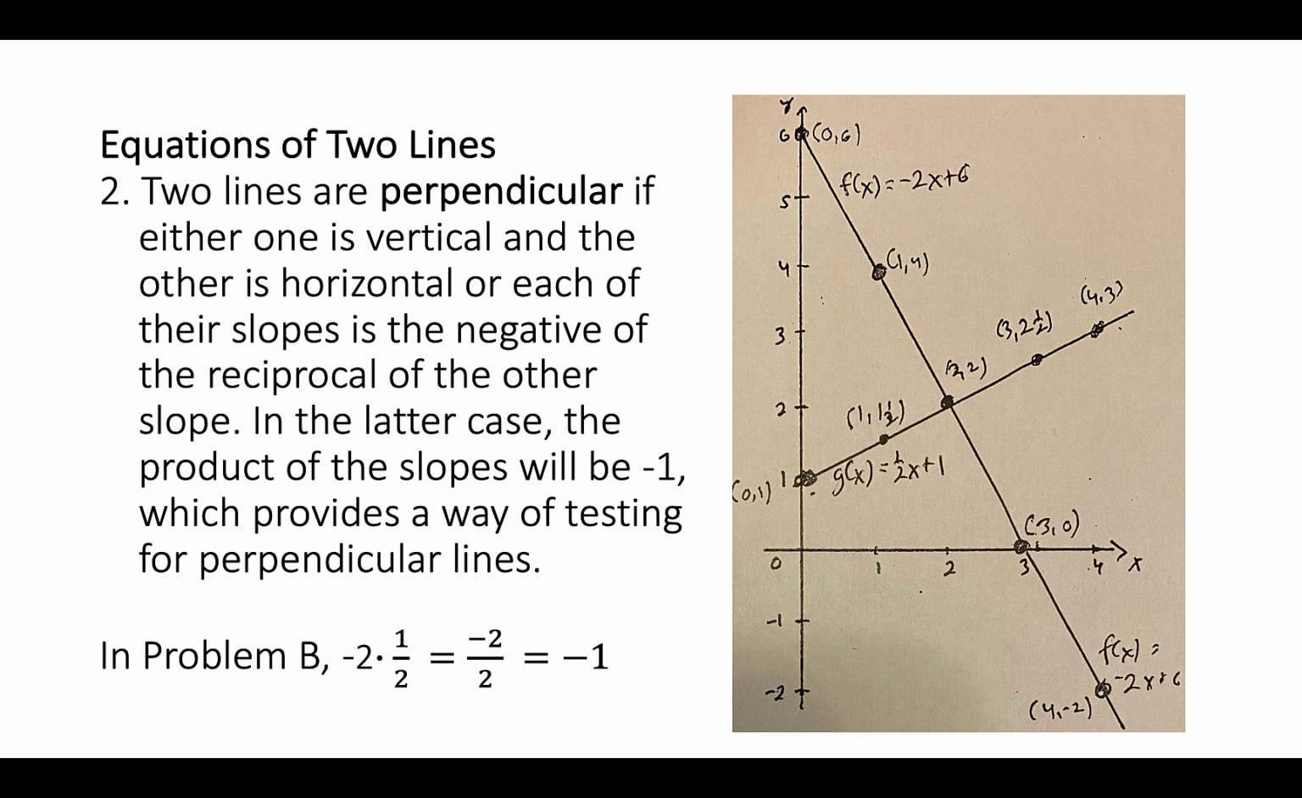In problem B, the slope of f of x equals negative 2x plus 6 is negative 2. The slope of g of x equals 1/2 x plus 1 is 1/2. 1/2 is the negative of the reciprocal of negative 2. If we multiply those slopes, negative 2 times 1/2 is negative 2 over 2, or negative 1.